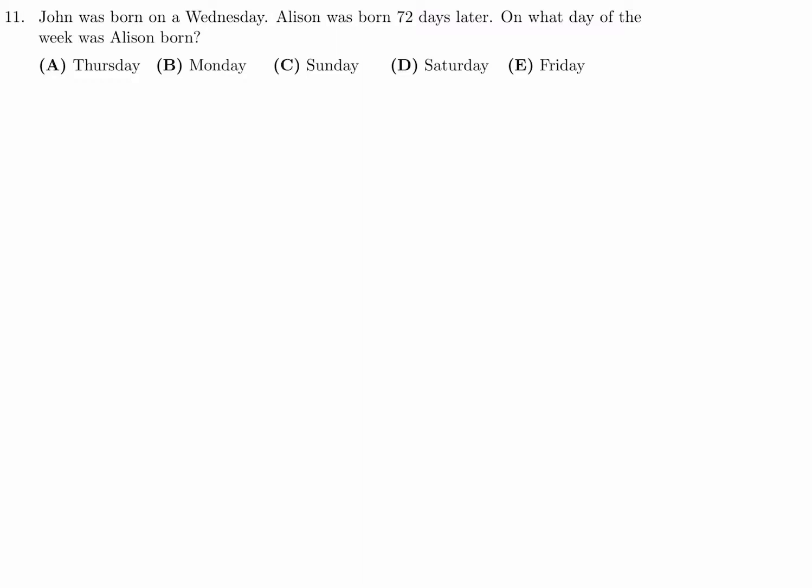John was born on a Wednesday. Allison was born 72 days later. On what day of the week was Allison born? Sunday, Monday, Tuesday, Wednesday. We'll make this little calendar here.